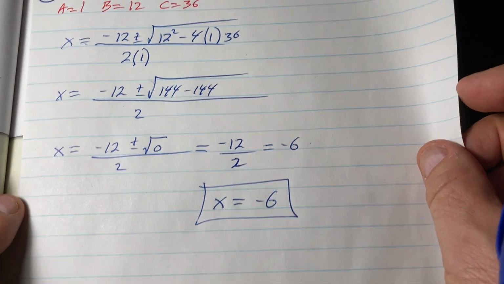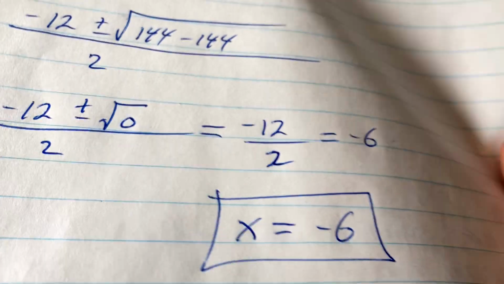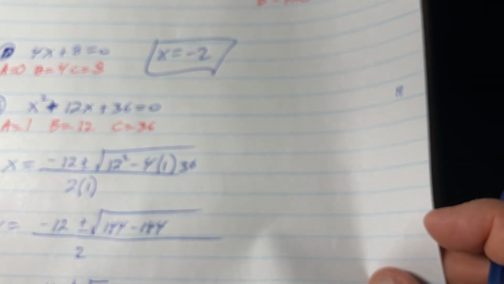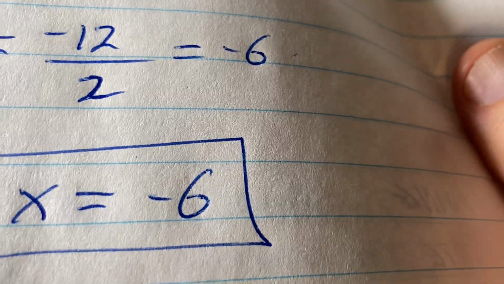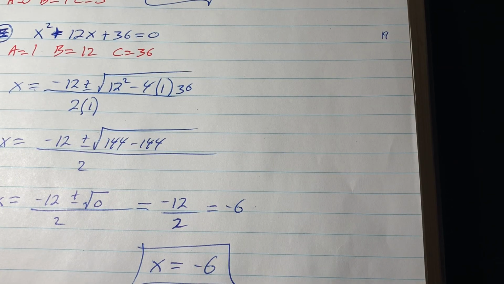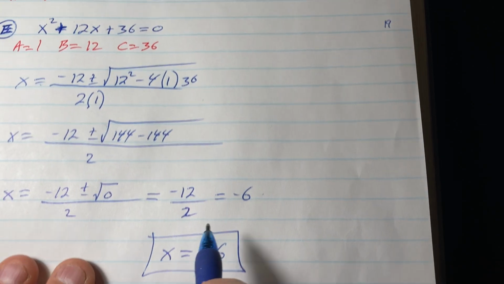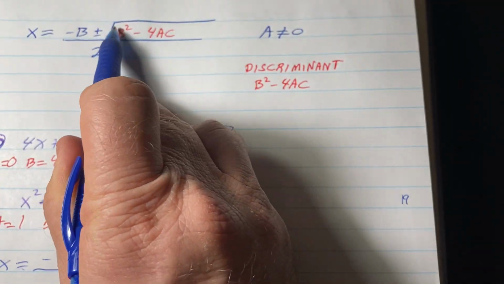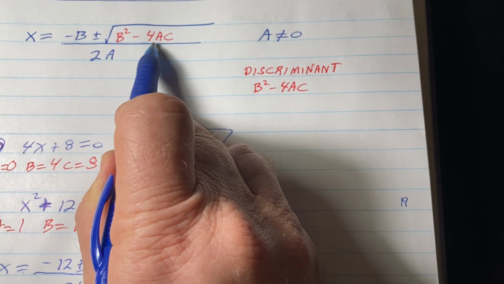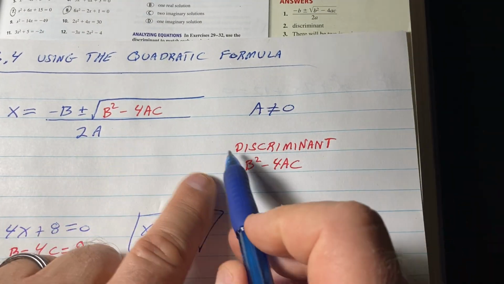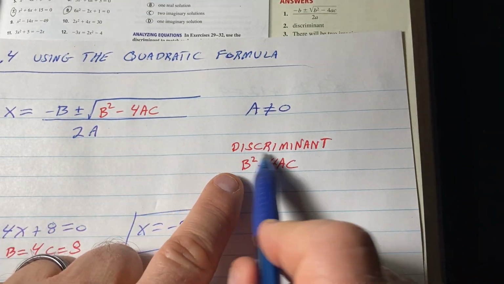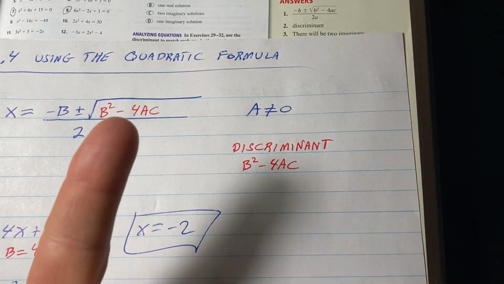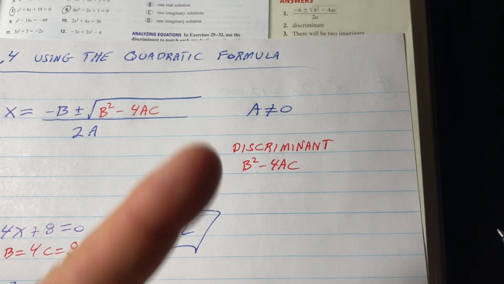When you do this, in this case you only have one real answer. The part inside the square root, the b squared minus 4ac, that's called the discriminant. If this is equal to 0, you're only going to get one answer. It's going to be real.